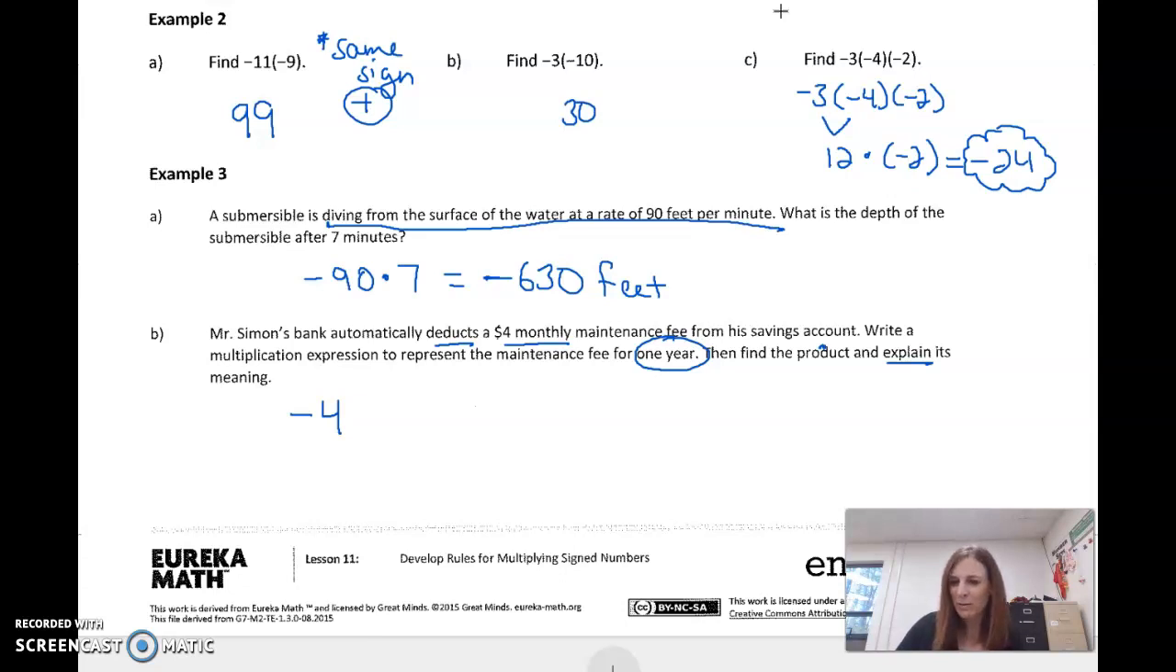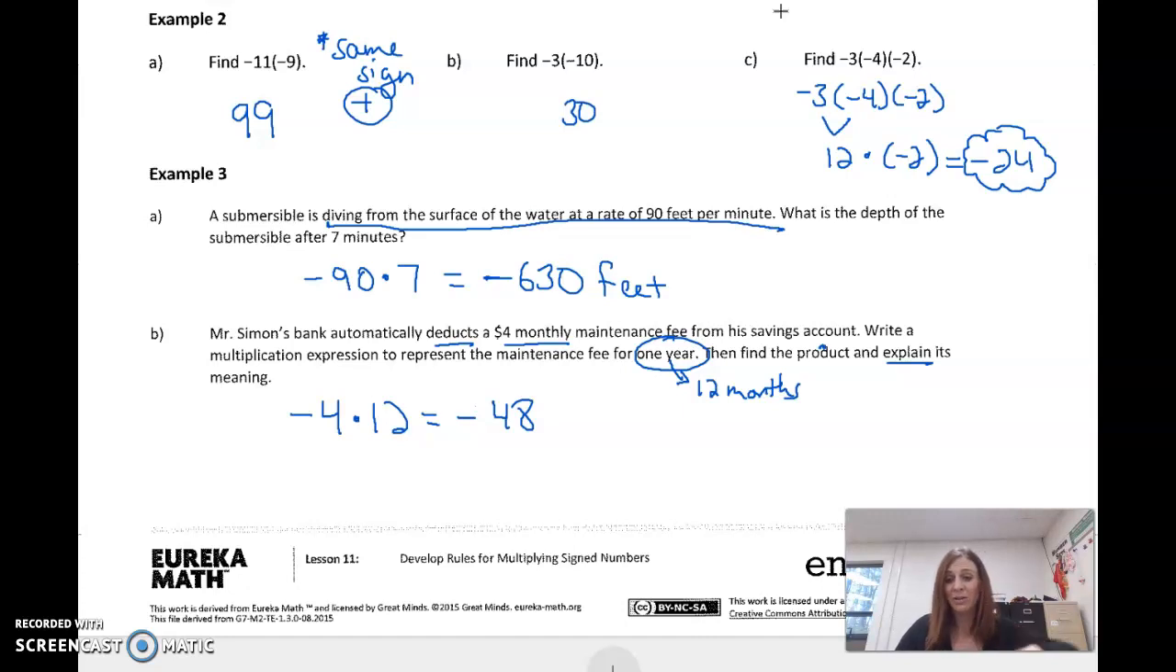But do I multiply it by 1? Is it taking out $4 per year? No, it's taking out $4 per month. So in 1 year, that's 12 months. So I'm going to go negative 4 times 12. That represents my year. Negative times a positive is going to be negative. 4 times 12 is going to be 48. That's the product. Now explain its meaning.